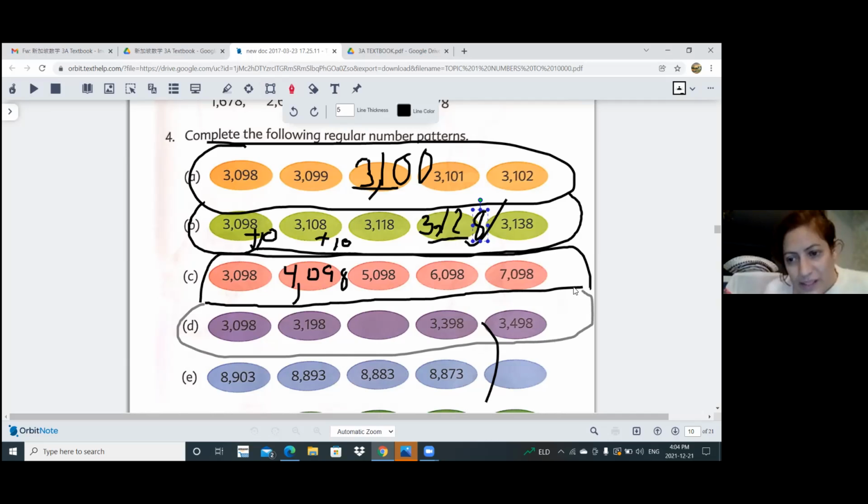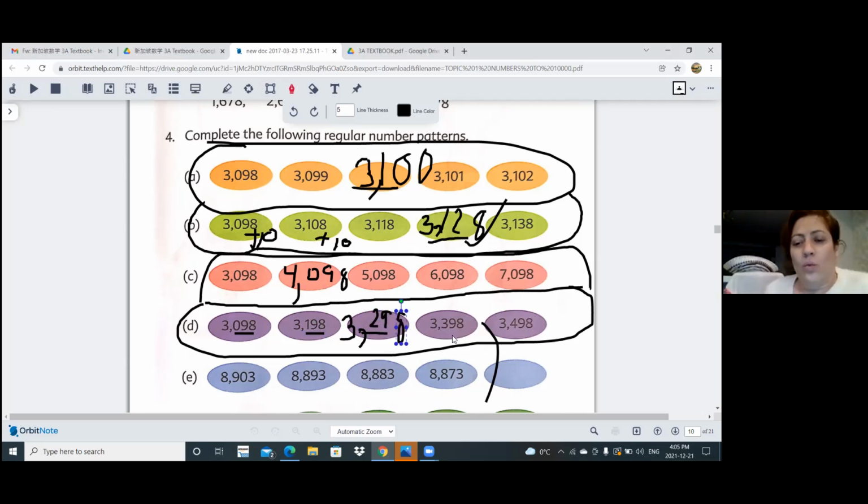All right, let's go to D. Is this an increasing pattern or a decreasing pattern? Increasing. And what is it increasing by? Look at the first two numbers. It went from 100. Good. So what would this next number be, our mystery number here? We still need that 3,000 there, buddy. 3,298. You got it right, sir.